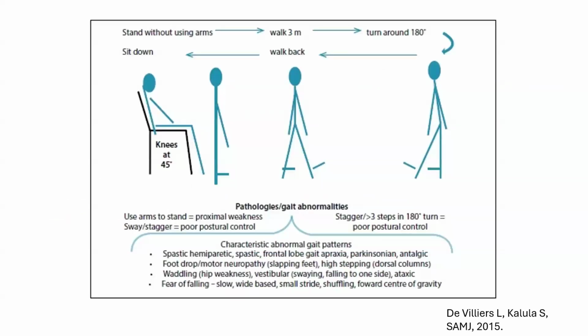So this image just indicates the wealth of information that can be gained from a timed up and go. And it also reminds us about characteristic gait patterns to look for in the elderly, breaking it down into its base steps. So the timed up and go is a simple test, but it really can provide you with a wealth of information.